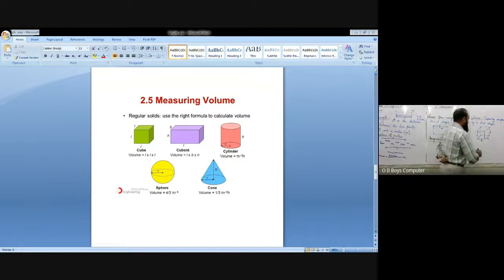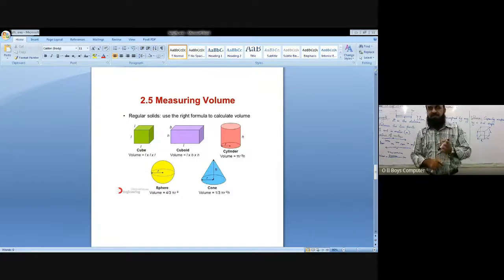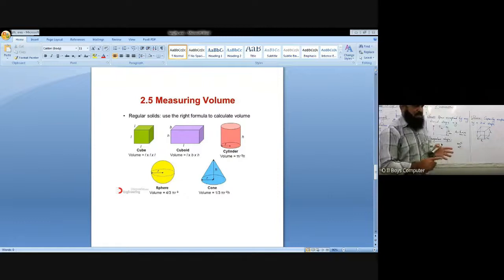And we can calculate the volume by using some mathematical formulas for regular objects. The regular objects are the cube, the cuboid, the cylinders, the spheres, cones, pyramids. These are the regular 3D objects, and the volume of these objects can be calculated by applying some formulas.